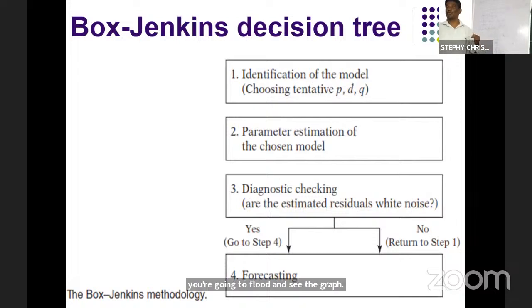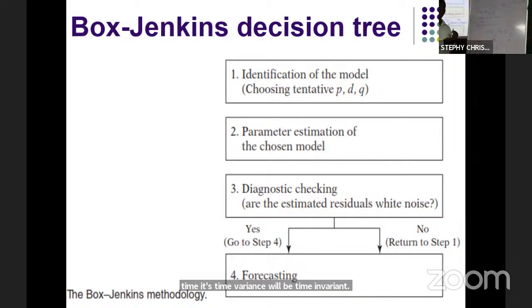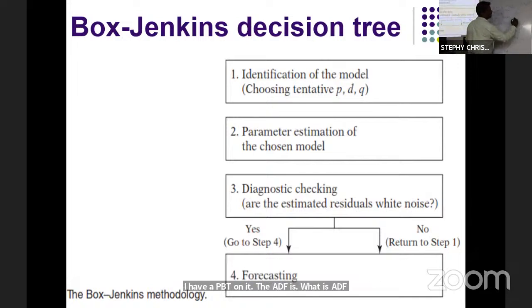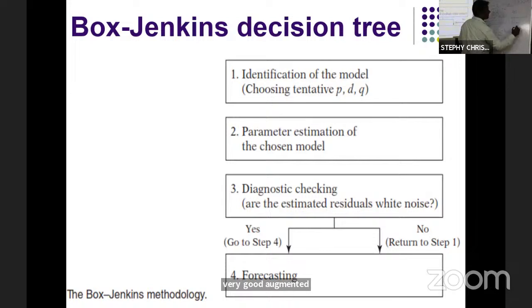Okay. So, sir, how to prove the stationarity condition? Stationarity means what? It means a stable mean, and the variance should be time invariant. Sir, how to prove it? This is a basic condition we have to prove. We have the ADF test. I have a PPT on it. What is ADF? Very good. Augmented Dickey-Fuller is based on the t-test. Dickey-Fuller is the basic test. Don't give much priority to it.